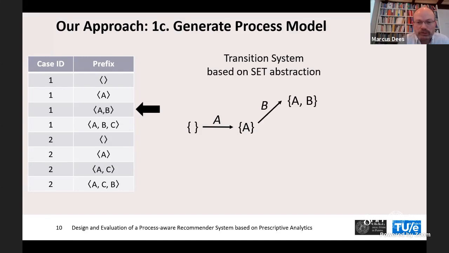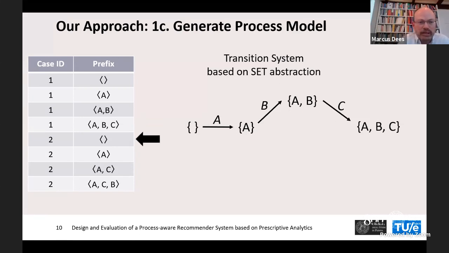So next we see the prefix AB, which can be reached from A, so with activity B. And finally, for the first case, we have prefix ABC, and we also add this prefix to our transition system in the form of state ABC.